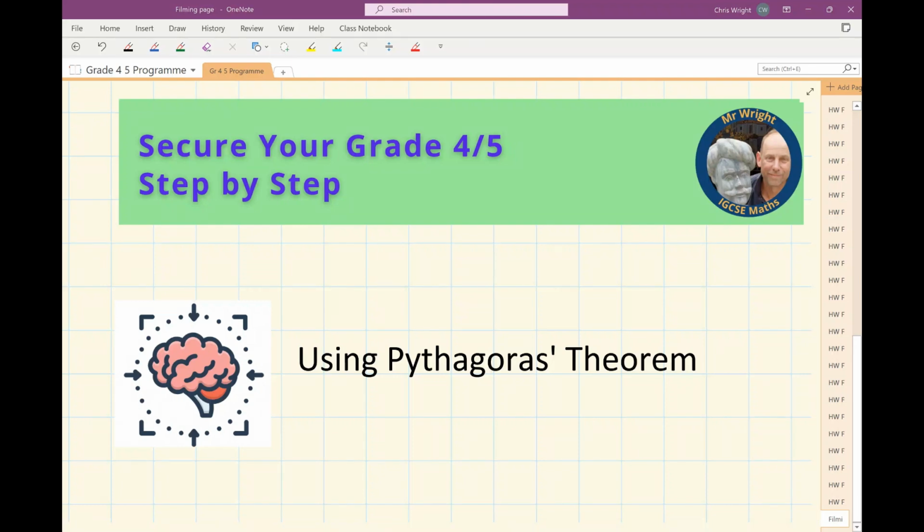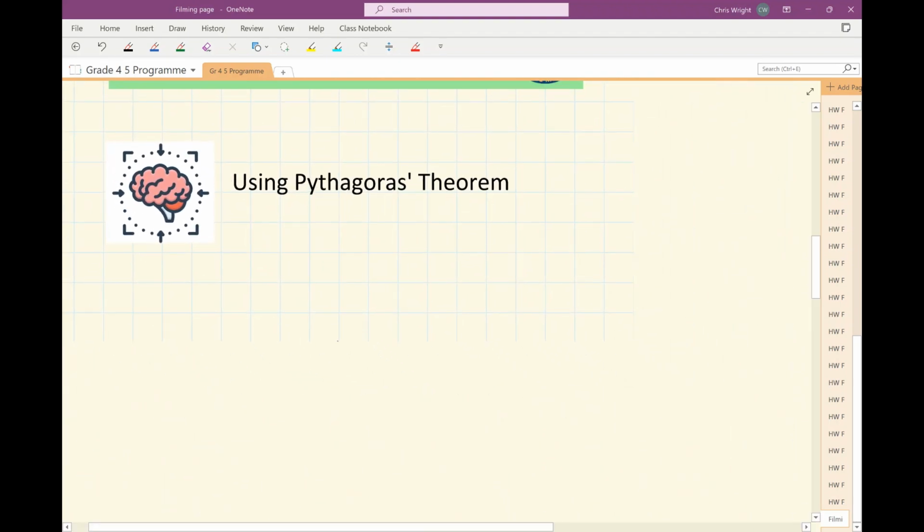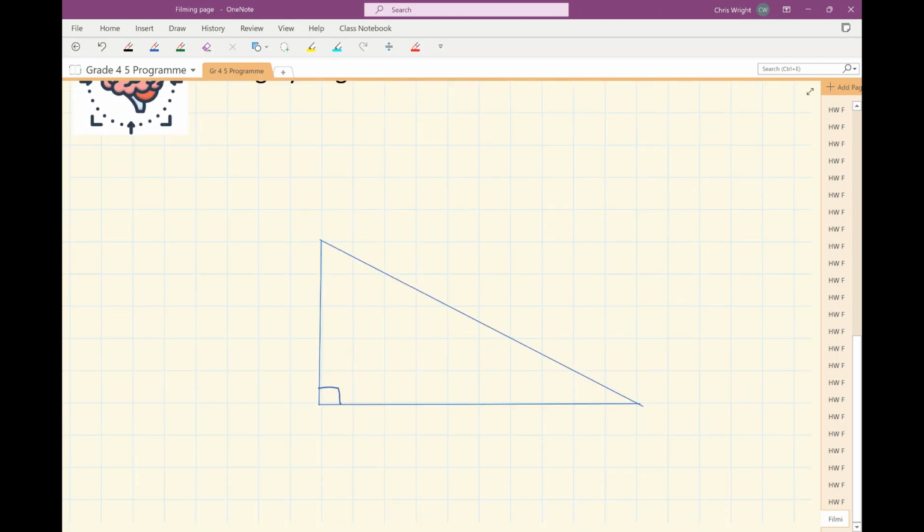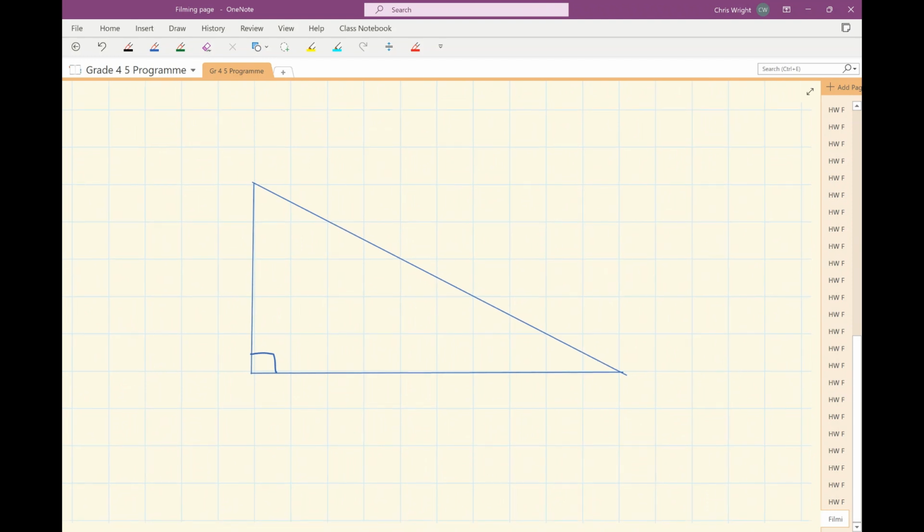Right here, and in this film we're going to understand how to use Pythagoras' theorem. Now, Pythagoras' theorem is a theorem that works in right-angled triangles, and it helps you find missing lengths. Now, here's a reminder about how it works. So here is a right-angled triangle.